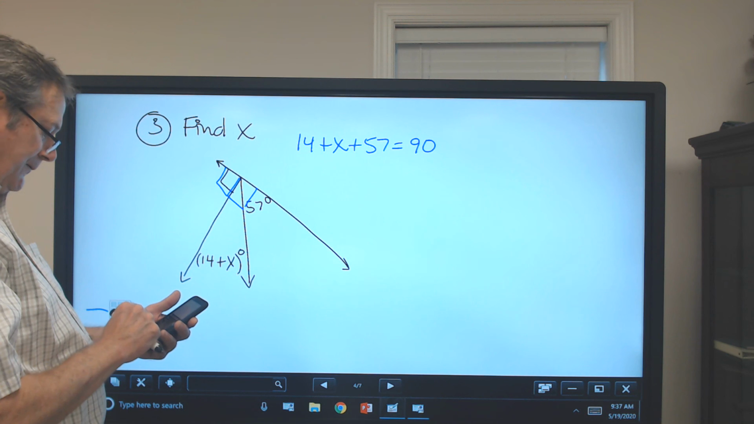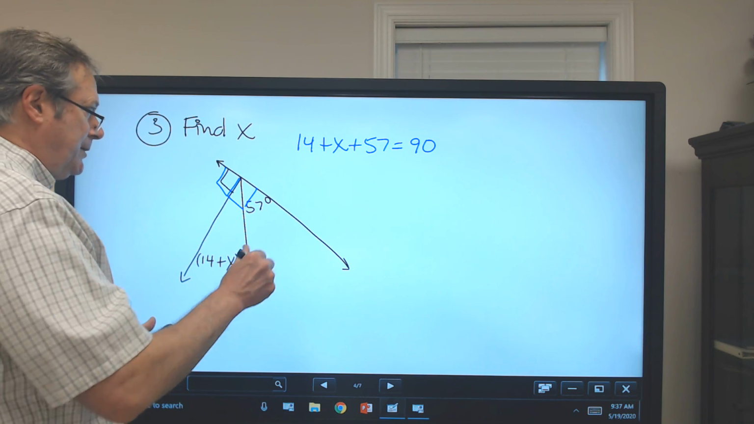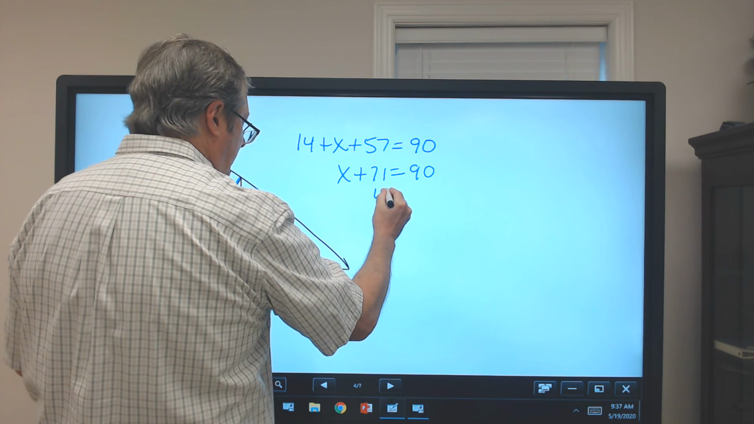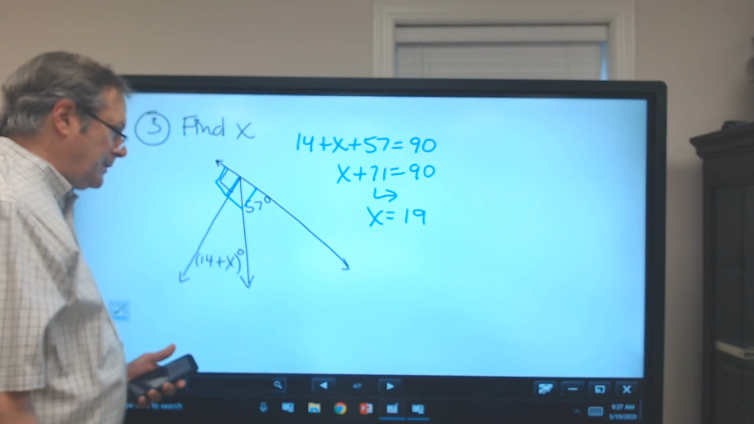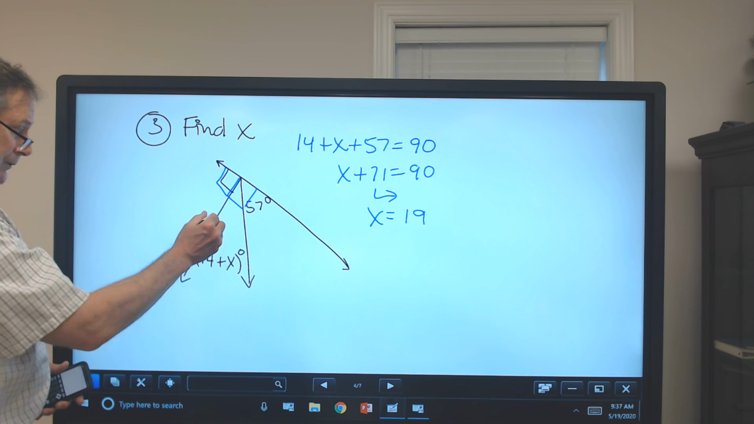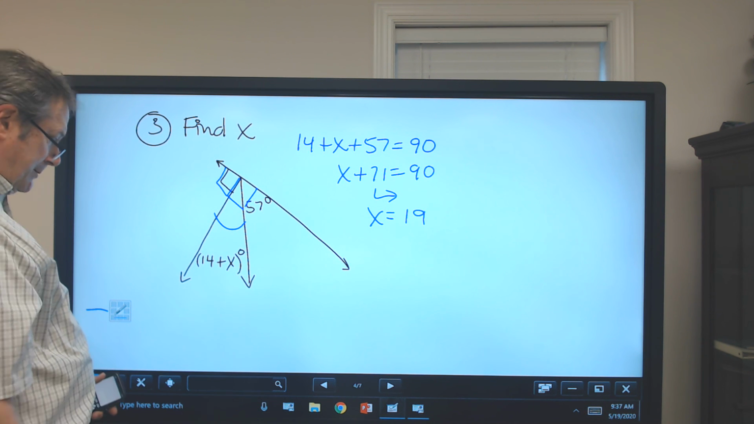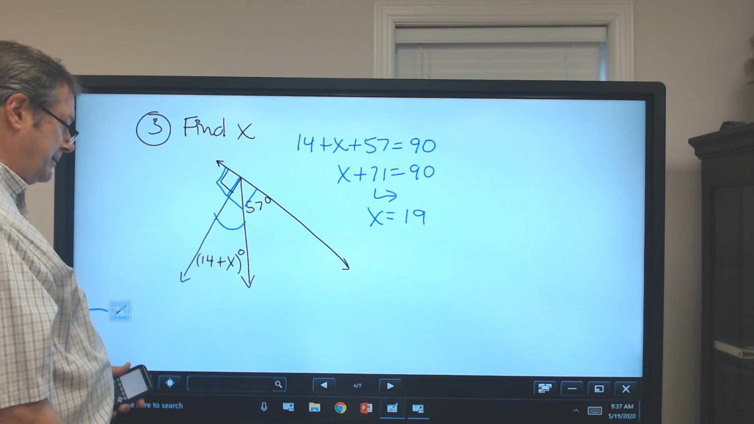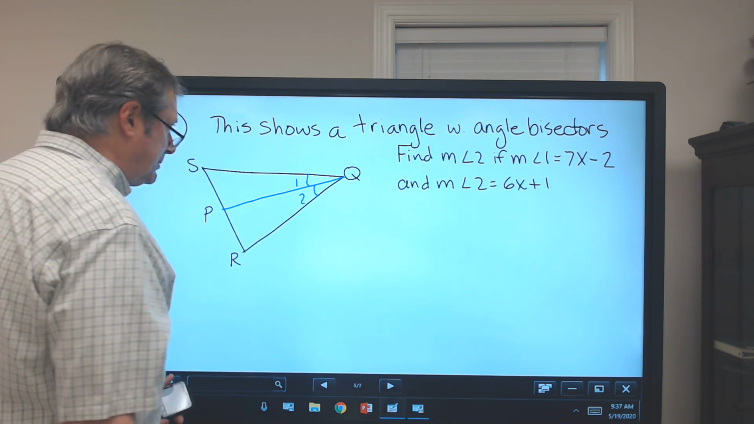Clear that out. All right, so I got 14 plus 57 is 71. So we have x plus 71 equals 90. Now we'll subtract 71 from both sides and we get 19. So the value of x would be 19. So if we wanted to find this angle here, and that's the symbol we use for an angle, we'd add 14 plus 19 and we'd get, what, 23? 33. Yeah, 33. All right, let's go on to the next one. I think we have 6 problems in all to do here.